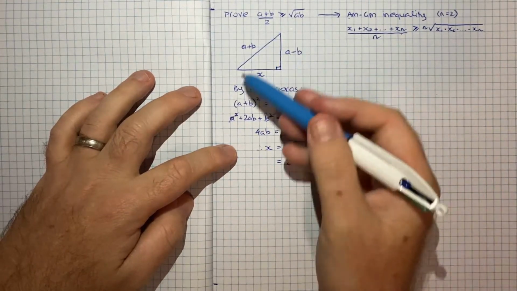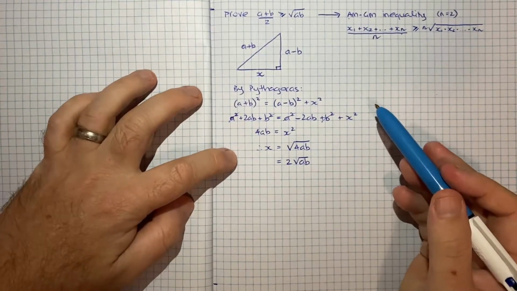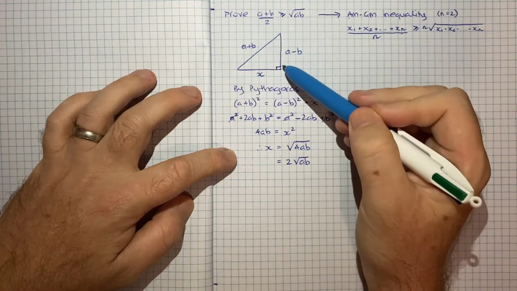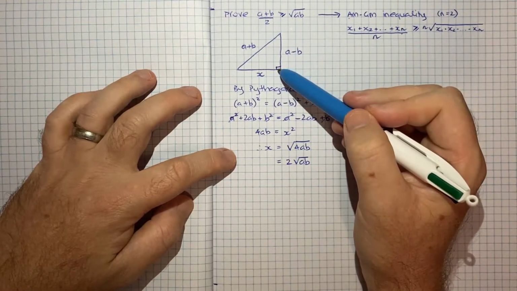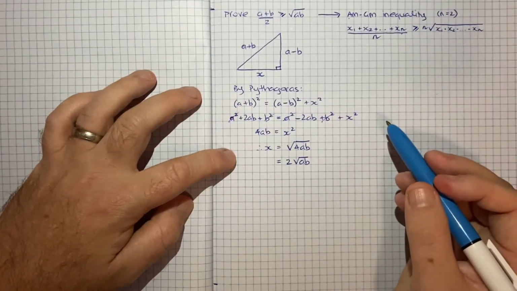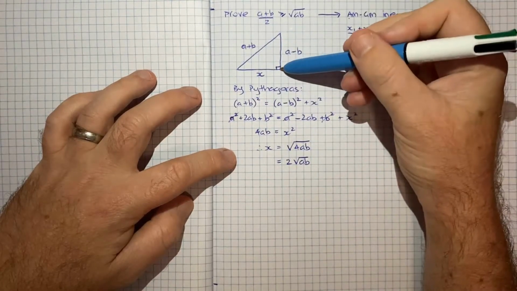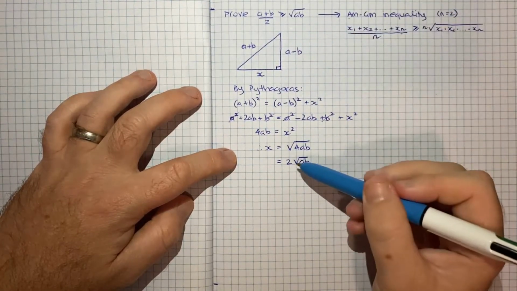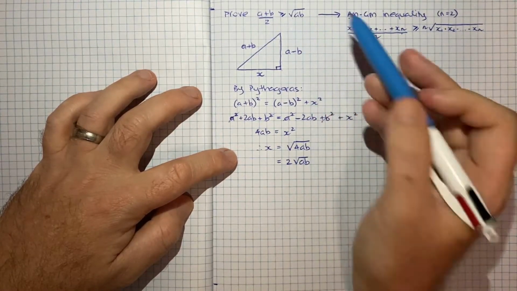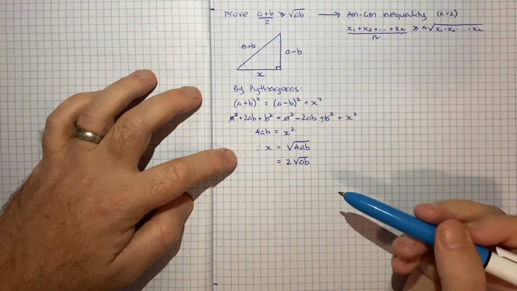Alright, so from there, what can we do? How do we get an inequality in here? The way we can do that is by noting that the hypotenuse of a right-angled triangle is always going to be greater than the length of each of the other sides individually. So the hypotenuse will be greater than this side, and the hypotenuse will be greater than this side. Given we've just found x is 2 root ab, and root ab is in our inequality, it makes sense to compare these two sides, and that's how we get our inequality.